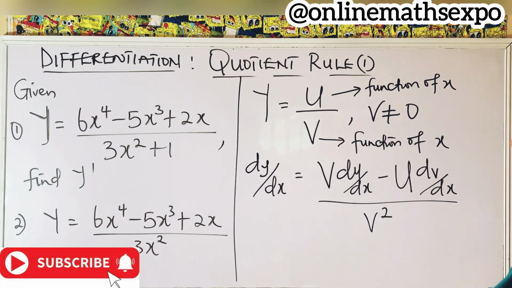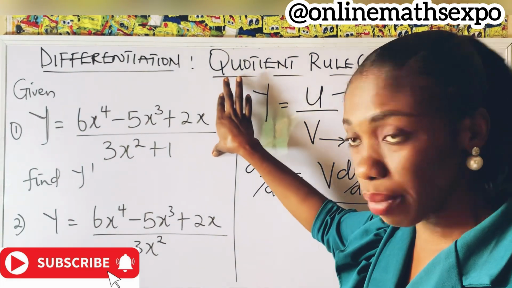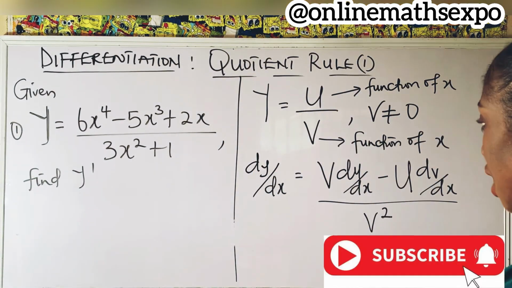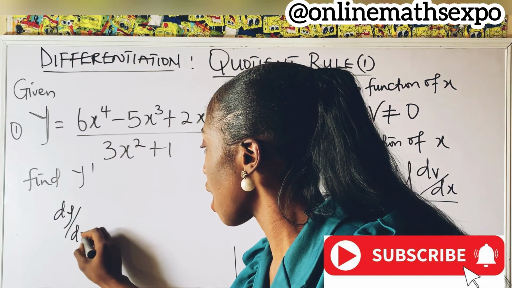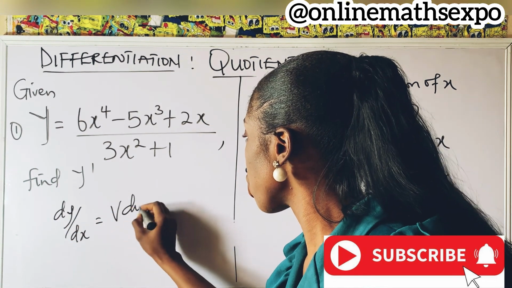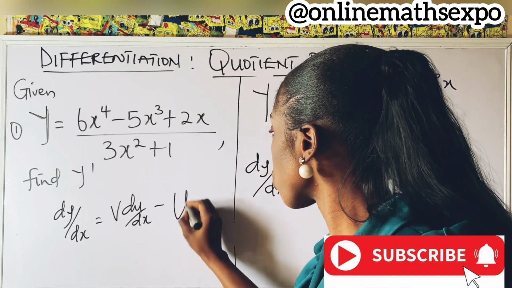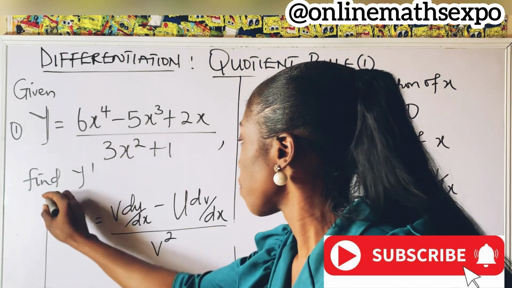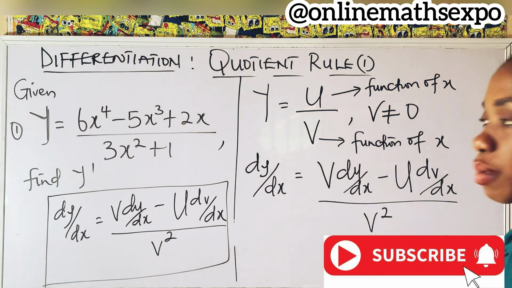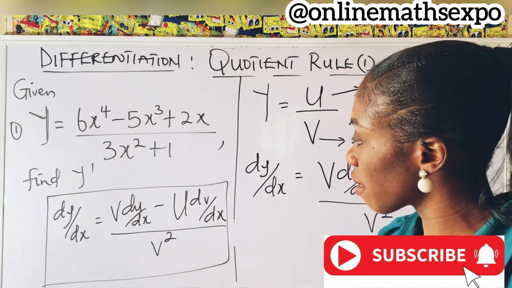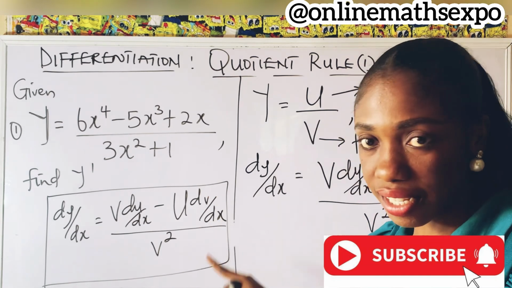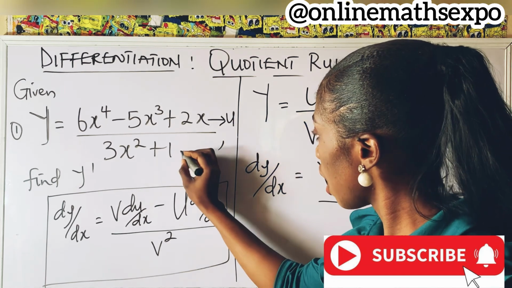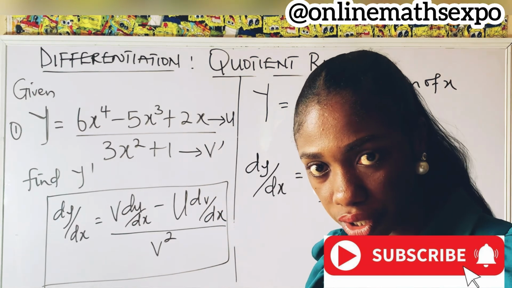Now, in this tutorial, we are only going to talk about this. We clean this off and rewrite it: dy/dx is equal to v du/dx minus u dv/dx, all over v squared. What this means is that we need to get the value of du/dx and dv/dx. Let's do that together. Remember, the numerator is always your u and your denominator is always your v.